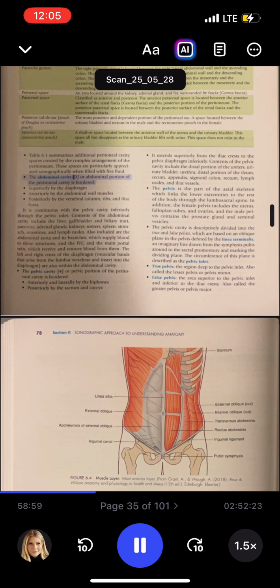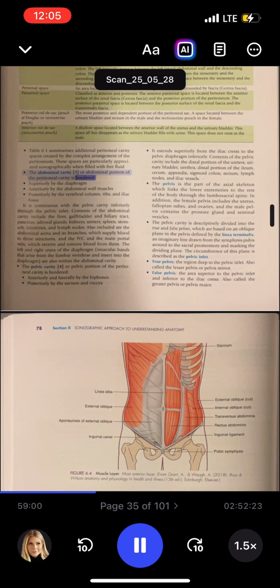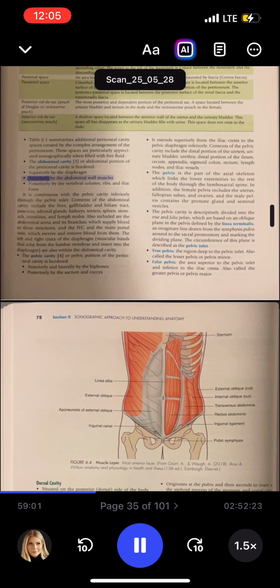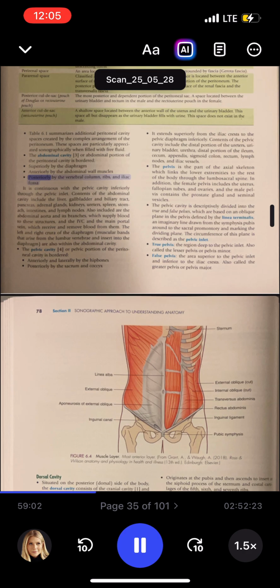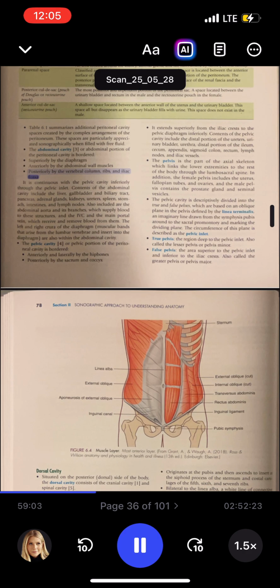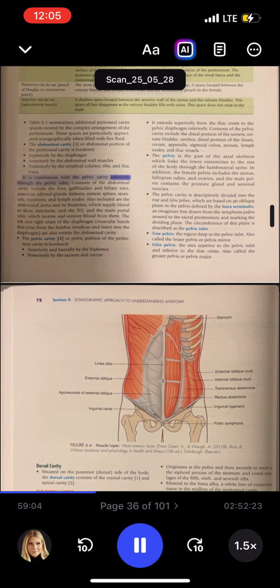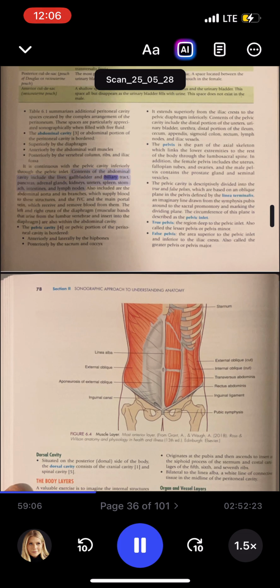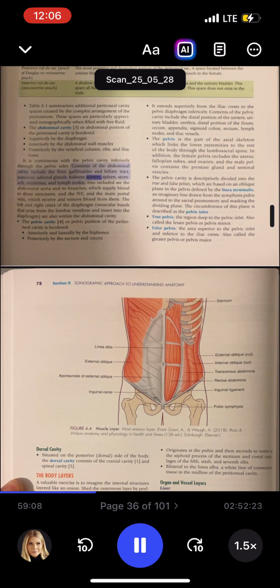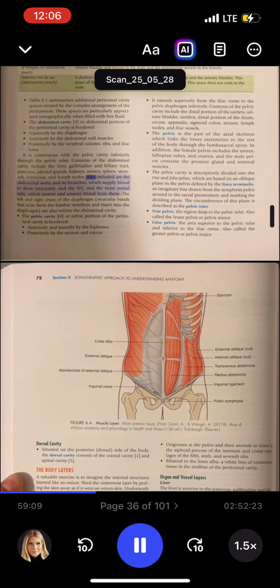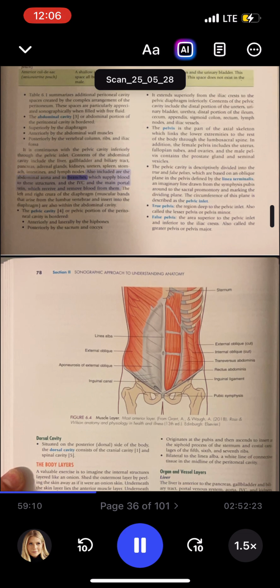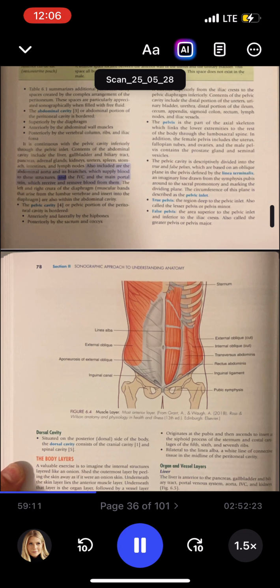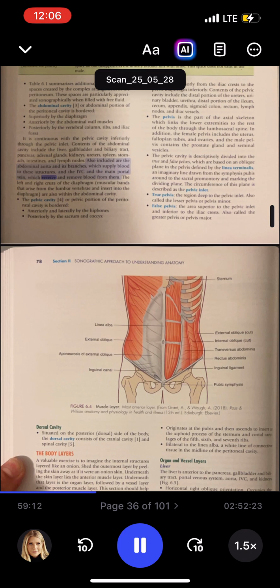The abdominal cavity, or abdominal portion of the peritoneal cavity, is bordered superiorly by the diaphragm, anteriorly by the abdominal wall muscles, and posteriorly by the vertebral column, ribs, and iliac fossa. It is continuous with the pelvic cavity inferiorly through the pelvic inlet. Contents of the abdominal cavity include the liver, gallbladder and biliary tract, pancreas, adrenal glands, kidneys, ureters, spleen, stomach, intestines, and lymph nodes. Also included are the abdominal aorta and its branches, which supply blood to these structures, and the IVC and the main portal vein, which receive and remove blood from them.